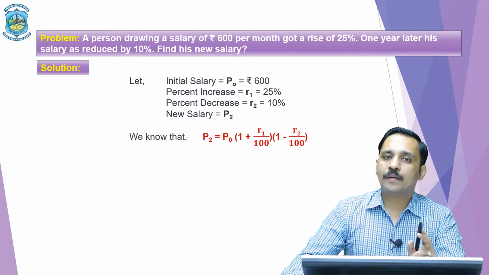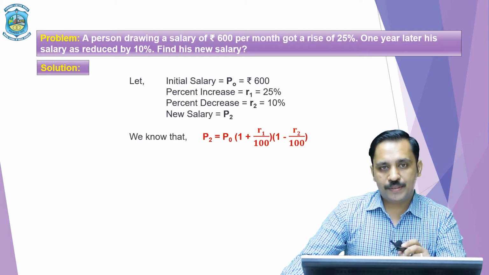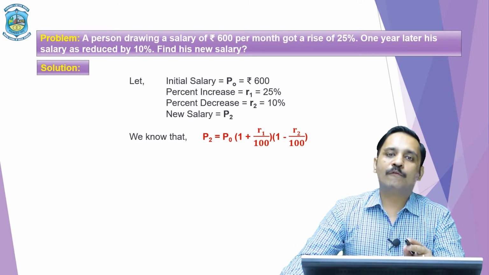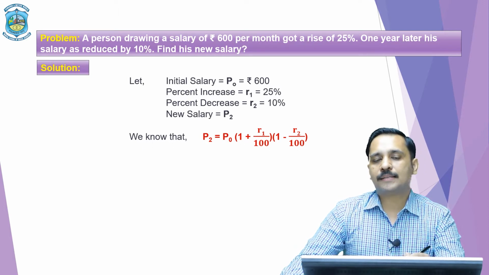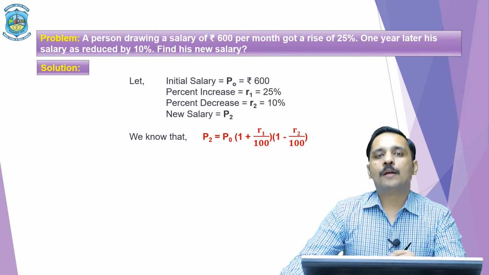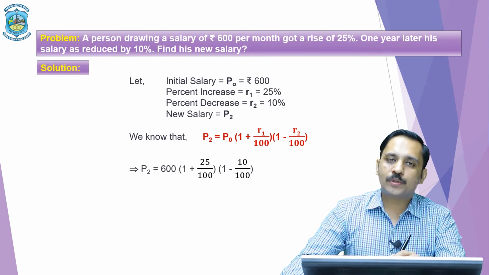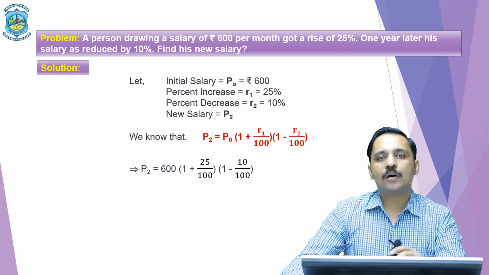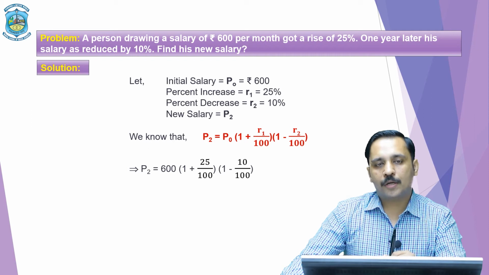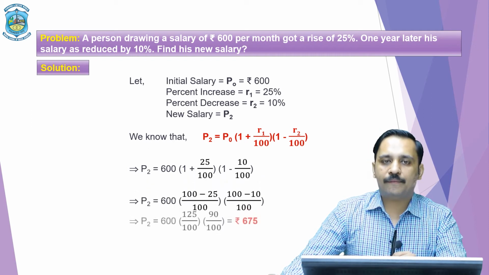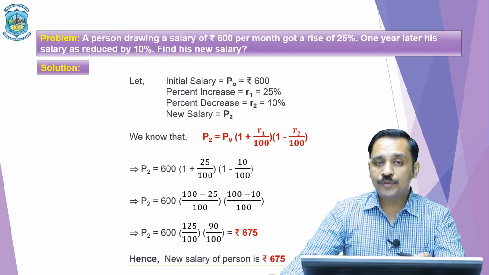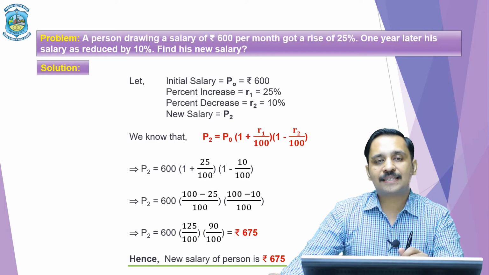We know that P2 is equal to P0, which is the initial value, into 1 plus R1 upon 100 since there is an increment, and 1 minus R2 by 100 since it shows a decrement. Putting the values, we have P2 is equal to 600 into 1 plus 25 by 100 into 1 minus 10 by 100. On solving further, we have the value of P2 as rupees 675. Hence, the new salary of the person is rupees 675.